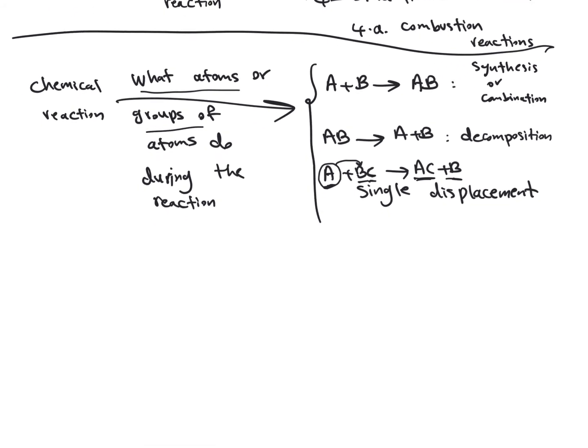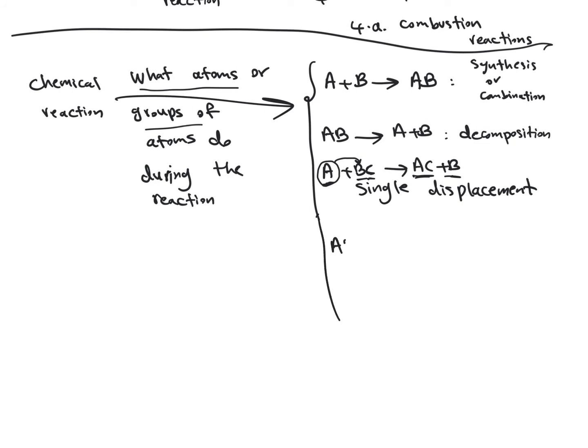The other one is AB plus CD gives AD plus CB. So this A substitutes this C, so you'll have AD. And then this C substitutes this A. They switch positions. It would be CB. So two elements or groups of atoms substitute the other elements or groups of atoms in the other compound. So we call this double displacement.